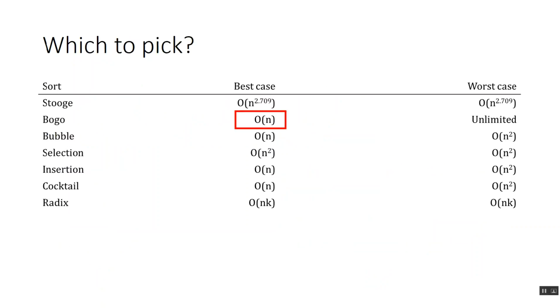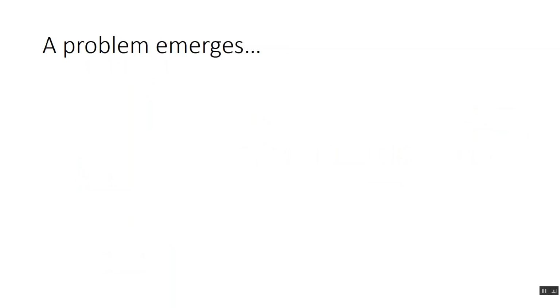So BOGO sort looks pretty good. Best case scenario is O(n), but our worst case is unlimited. What about bubble sort? It's also O(n), but the worst case is O(n^2), so not very good compared to some of the other ones. Selection is O(n^2) for both, so we can pretty much rule that one out.